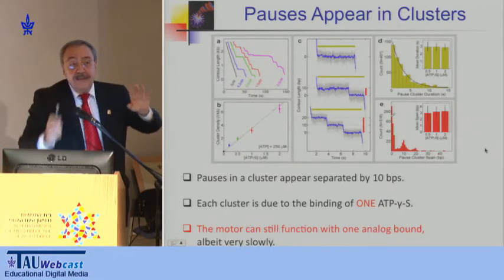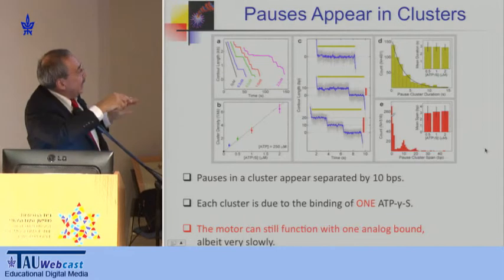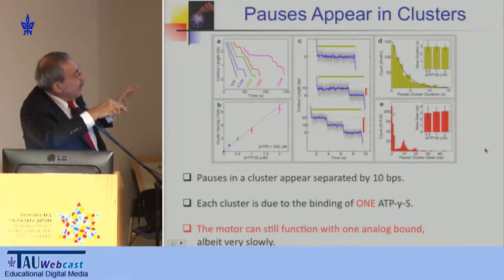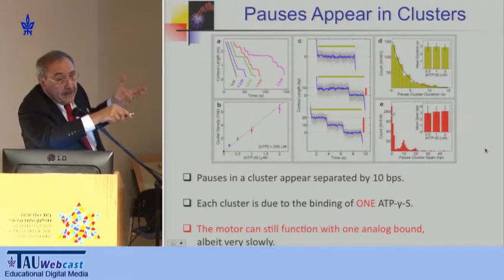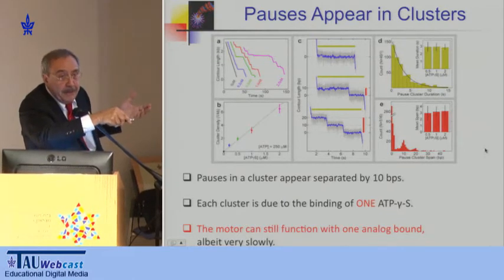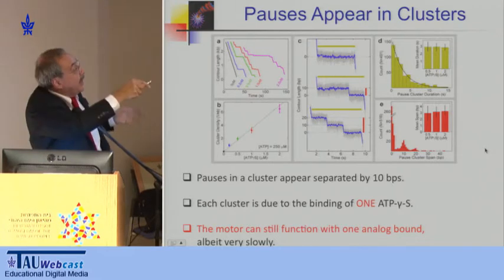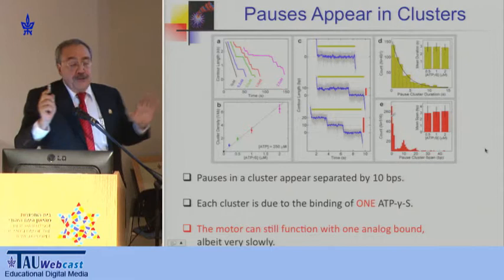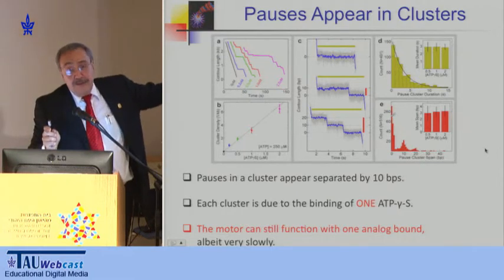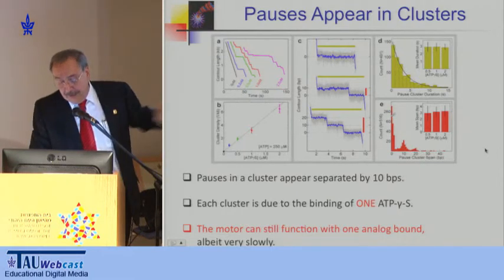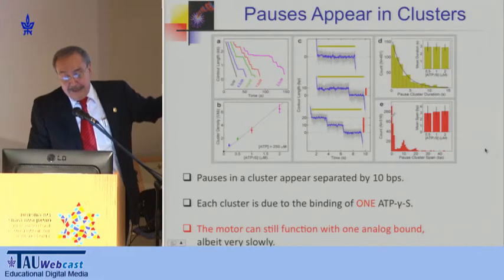So that immediately implies that each cluster is due to the binding of one ATP gamma S, and the motor can still function with one analog of ATP bound, and every once in a while the motor manages to make the 10 base pair packaging. So I'll come back to this because this is really important to understand how the motor works, but let me just answer the question about where ATP hydrolysis occurs.